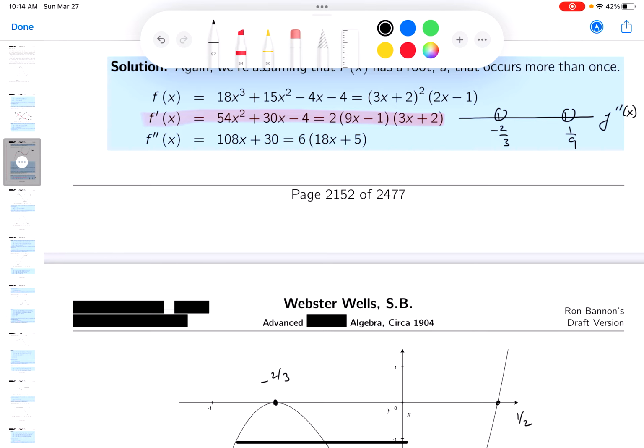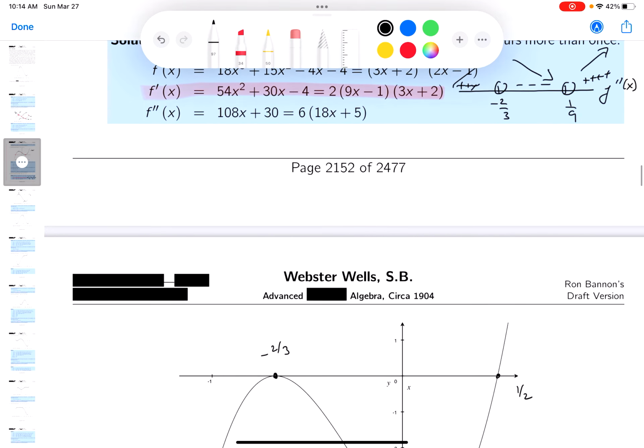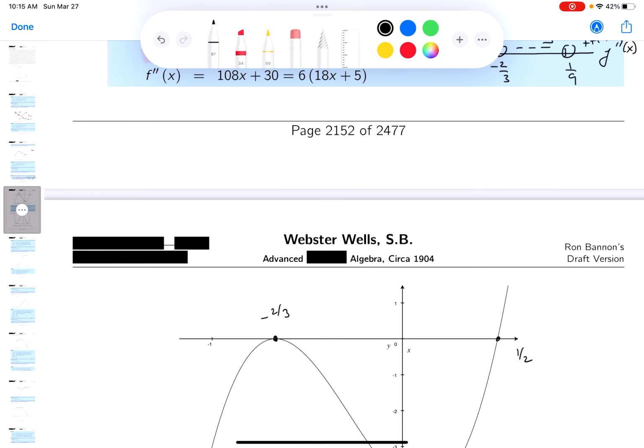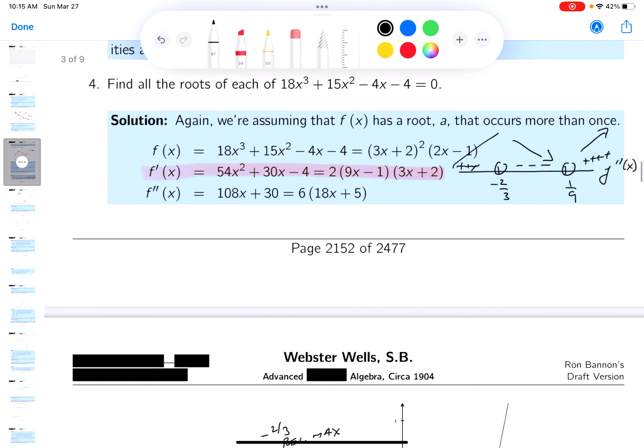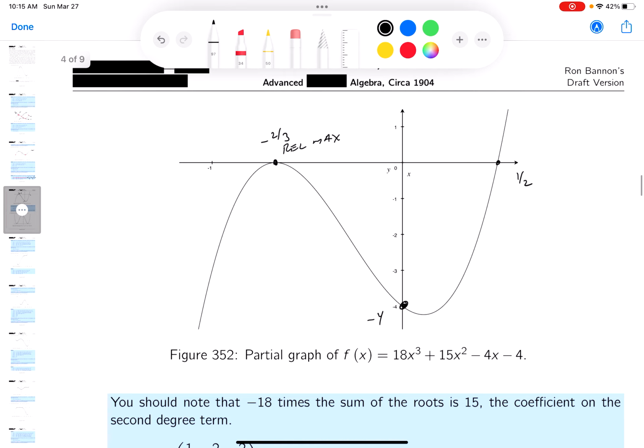Sign analysis. To the right of 1/9, it's going to be positive. Between minus 2/3 and 1/9, it's going to be negative. That means it's going down, up. I'll do this over here. Below minus 2/3, it's going to be positive. So at minus 2/3, we have a relative maximum. Clearly indicate this. This is also a relative max. At 1/9, we have a relative minimum. This is the relative minimum, and that occurs at 1/9, f of 1/9. I'm not going to compute the number, by the way.